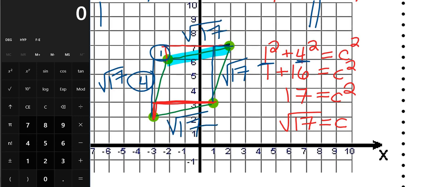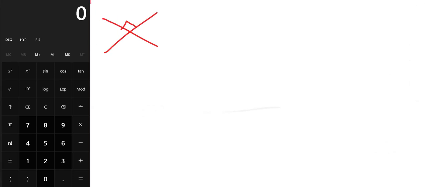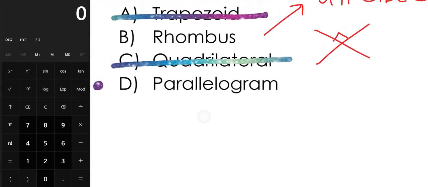I don't need a calculator. If all the sides are square root of 17, I don't care what the exact value is. They're all congruent. So looking at my choices, a parallelogram that has all 4 sides congruent is either a rhombus or a square. Now, we right now know for sure it's a rhombus. We'd have to do more work to figure out if it's a square. But just by looking at it, it was pretty clear to tell. It's not a square. So we're going to choose rhombus. All 4 sides were congruent. Let's move on.